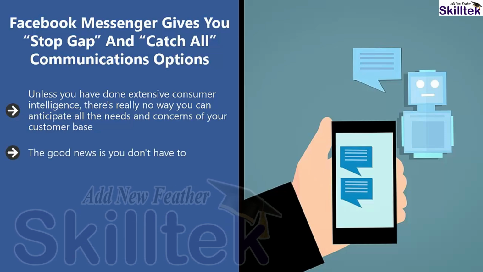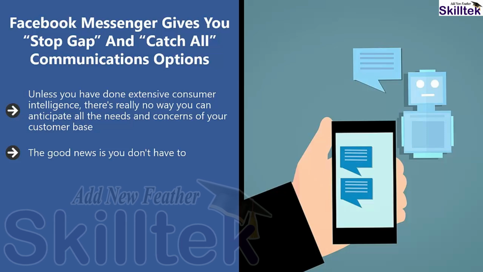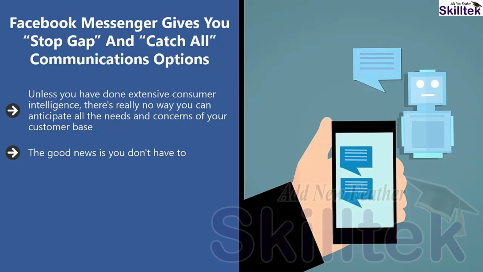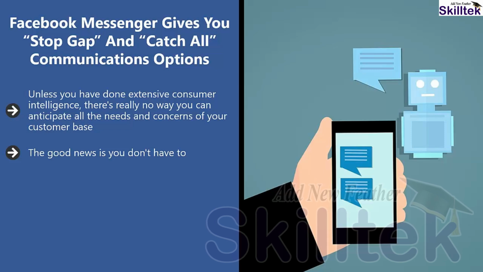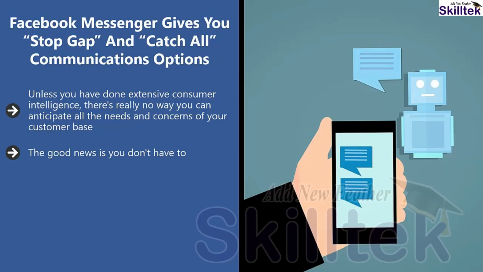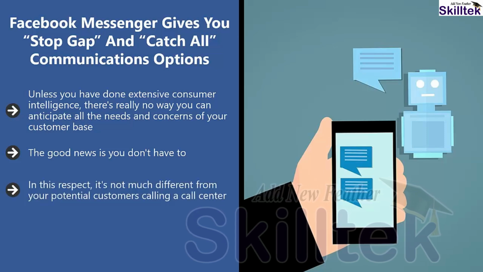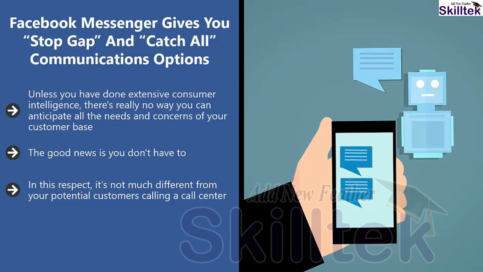Thanks to Facebook Messenger, you can be accessible to people with a wide range of questions and then message them back. Once you detect a certain pattern in the most common questions people ask, you can automate Facebook Messenger so it can answer questions based on a decision tree. In this respect, it's not much different from your potential customers calling a call center.